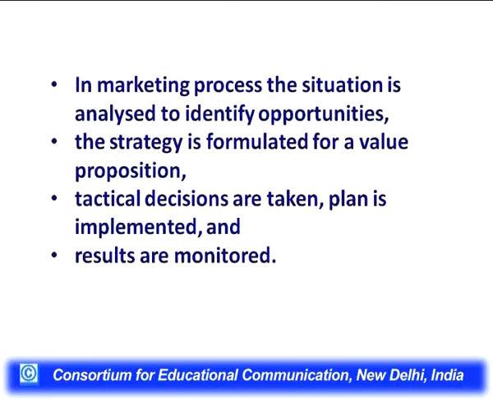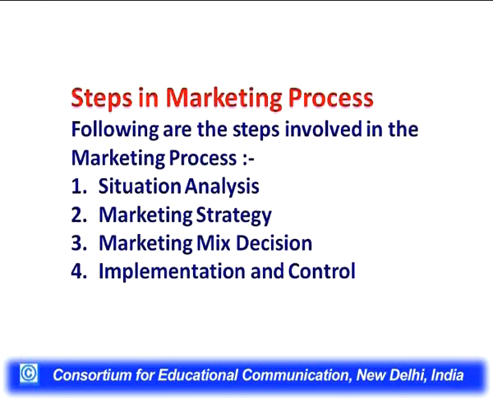In marketing process, the situation is analyzed to identify opportunities. The strategy is formulated for a value proposition. Tactical decisions are taken. Plan is implemented and results are monitored. This is what marketing process is. Now we'll discuss the steps involved in marketing process. Following are the steps involved in the marketing process: situation analysis, marketing strategy, marketing mix decision, and implementation and control. Under these steps, the marketing process works.